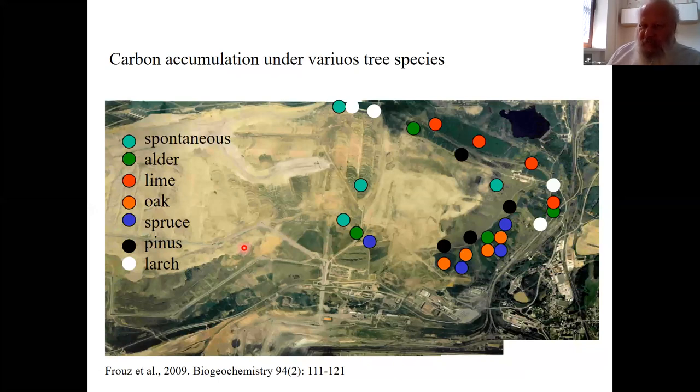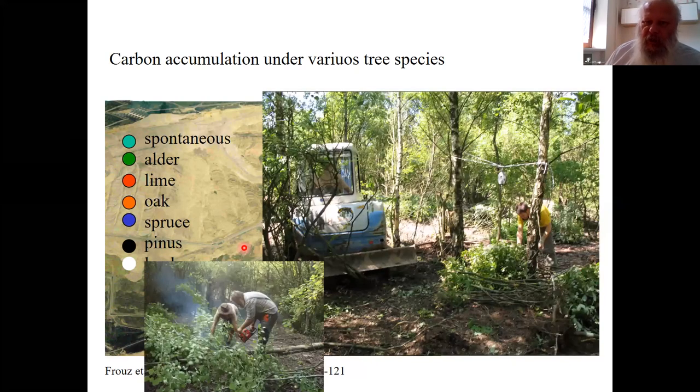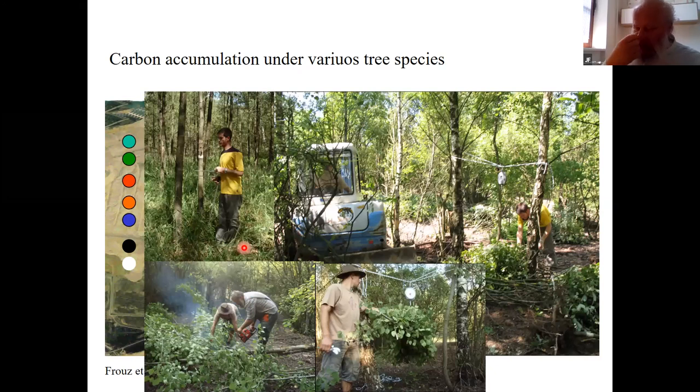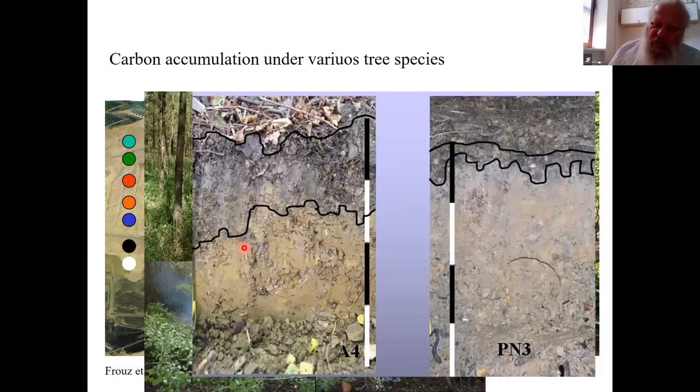Certainly, different trees grow differently and produce different soils. We might use this opportunity that in many mining sites, different species were planted alongside each other, so we can compare several species. We measured their biomass, and we measured soil carbon, and I will speak about that tomorrow in more detail, but you might see there is alder on the left and pine on the right, and there are really tremendous differences in soil development. Both of these soils are about 40 years old.